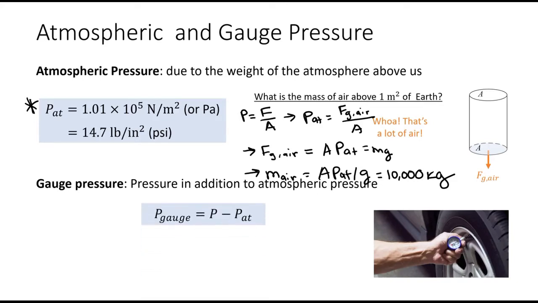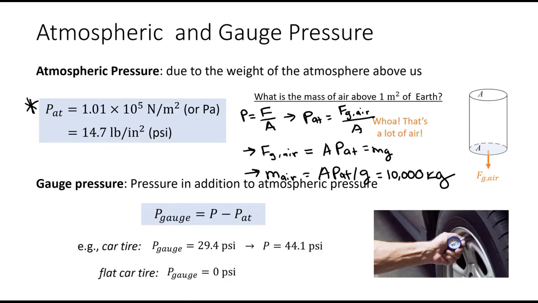So P gauge is really equal to the total pressure, for example, in a tire, so total pressure in a fluid, minus atmospheric pressure. So just a few examples here. If you think about a car tire, which has a gauge pressure of 29.4 psi, well, we know that the atmospheric pressure is really 14.7 psi. And so actually the total pressure in the tire is going to be the gauge pressure that you measure, so that 29.4 plus atmospheric pressure, which is 14.7. So the total pressure in the tire when you read 29.4 psi on your gauge is actually 44.1 psi.